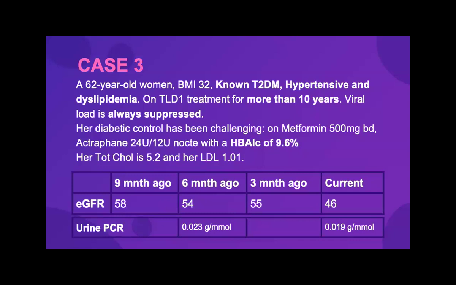Based on this history, it seems that CKD is unlikely to be secondary to the HIV itself, like in our first case, and it's also unlikely to be secondary to tenofovir, as she's been suppressed on TLD with no prior issues of kidney disease or renal impairment being reported when she started on her regimen. Her CKD is likely secondary to her comorbidities, especially the uncontrolled diabetes.